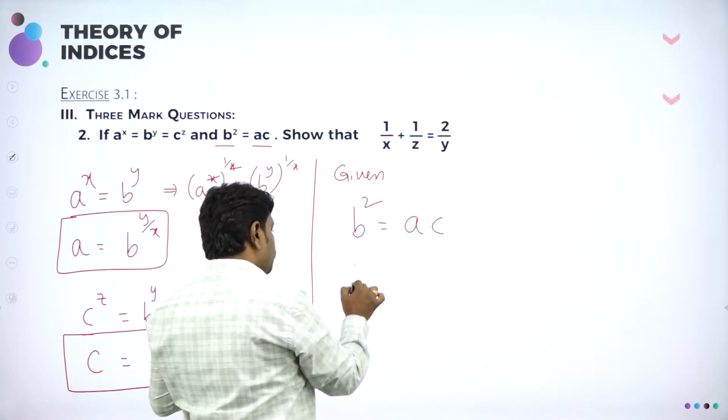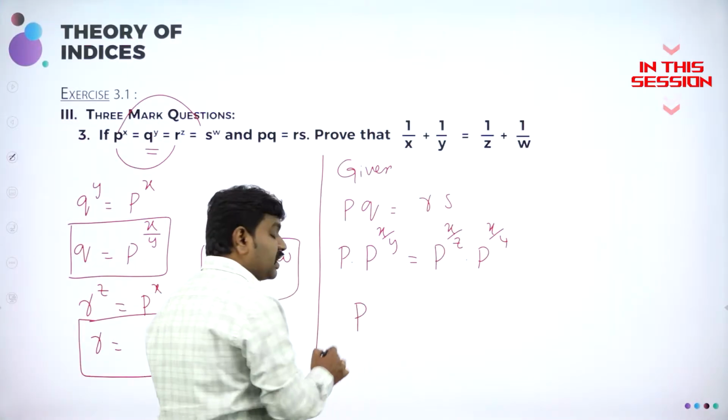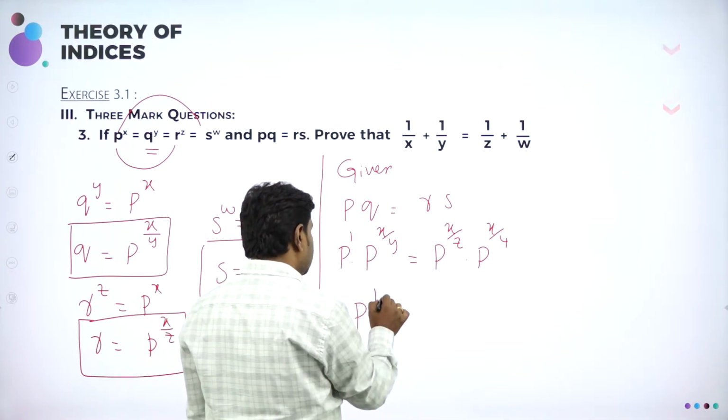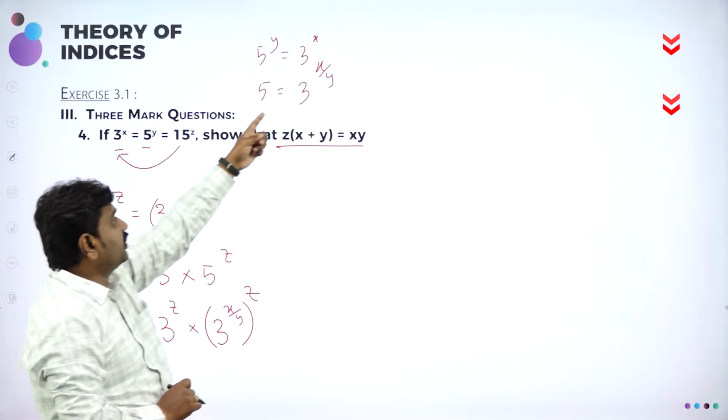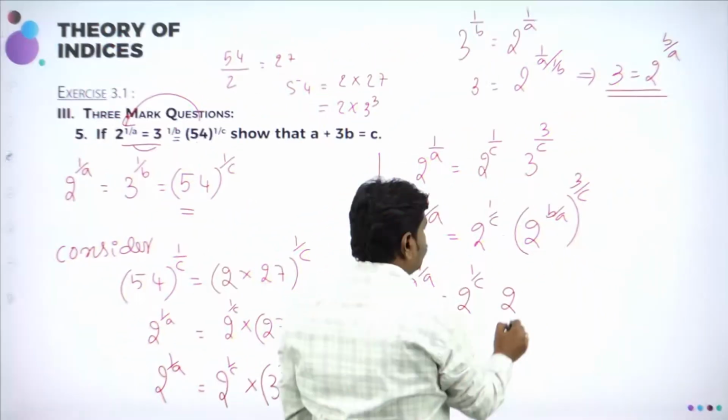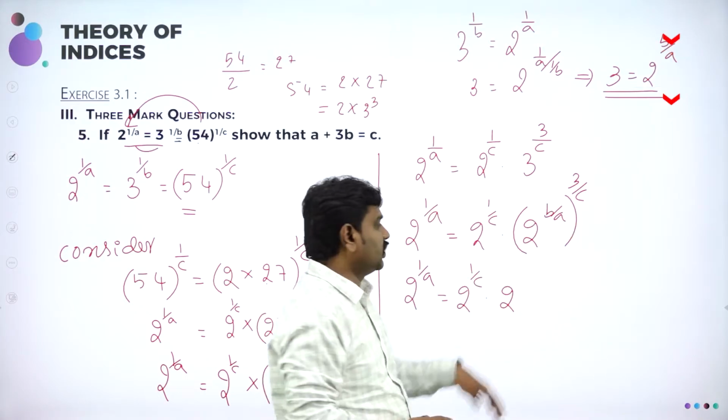So b square, let it be. You can add the powers. a^m into a^n is a^(m+n). So this p means p power 1 plus x by y. So 5 can be written as 3 power x by y, because 5 power y is 3 power x. 5 becomes y into 2 power, (a^m)^n is a^(mn). So it will become 3b.